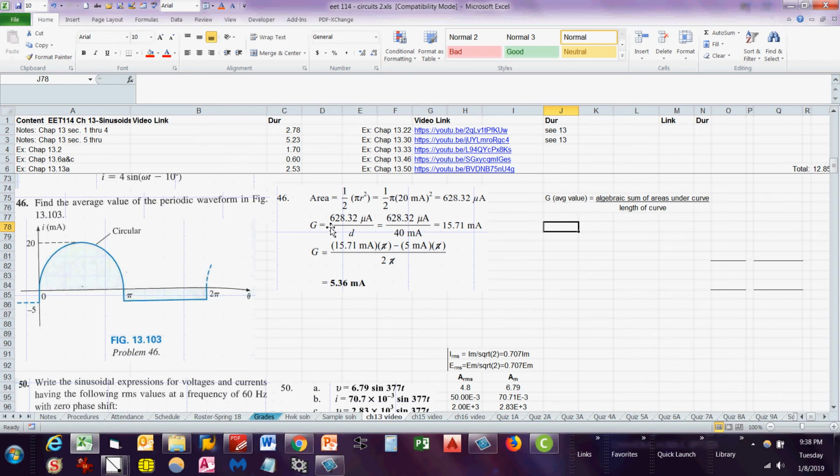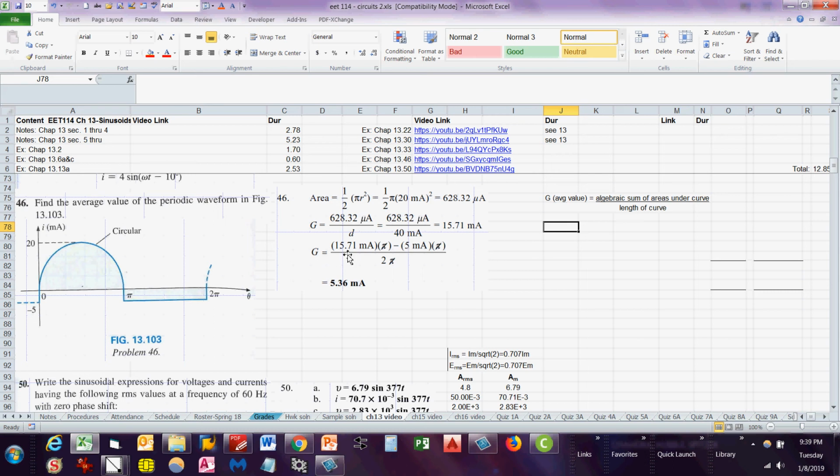And G is that area divided by D, and that D is this length right here, which is 20 times 2, because this is the peak, and since this is a circle, that's 20 to the halfway point, and then another 20 to here. So you take that, divide by 40, you get 15.71 milliamps, and then you're taking the sum of the areas.